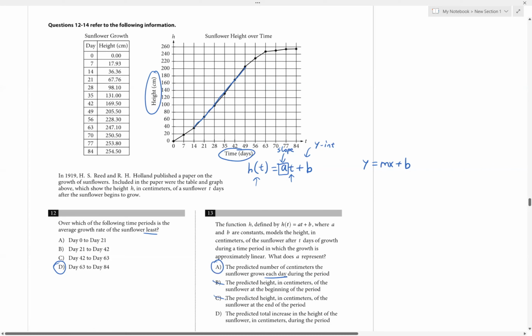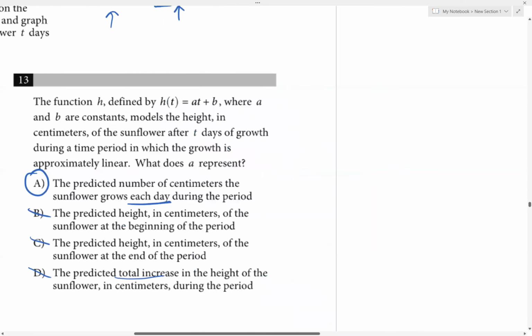So not C. And then D, the predicted total increase in the height in centimeters during the period. Since it's a total increase, it won't be the slope. Slope is just for each additional x value, so for each additional day, how much it increased, not the total increase. All right, so for number 13, our final answer should be letter A.